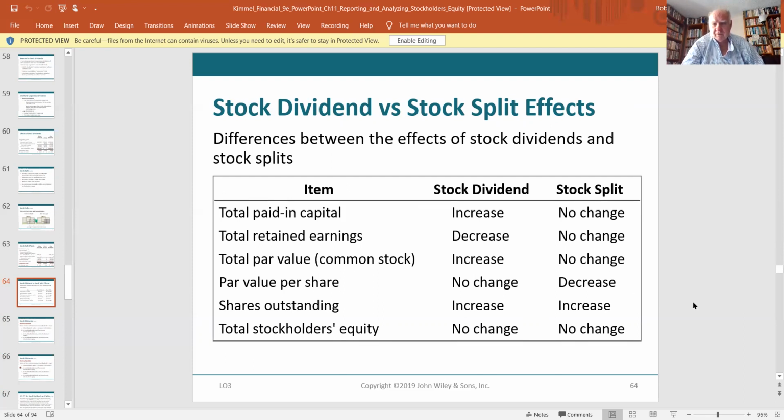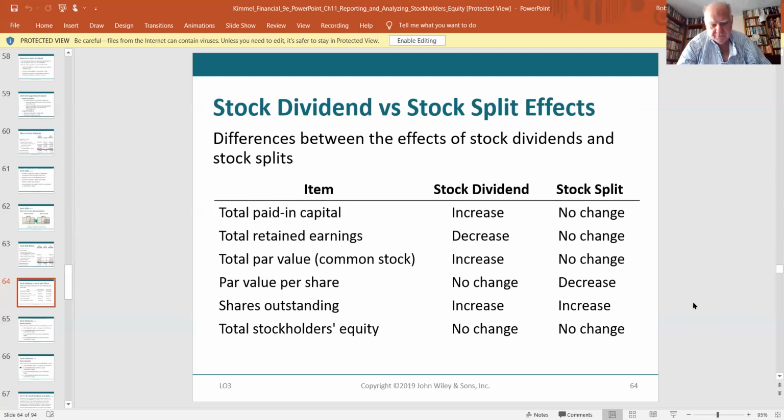You might look at this grid just a little bit. This would probably be a source of a couple of multiple choice questions on the test, I would think. But keep in mind, stock dividend, you have a journal entry, you debit retained earnings, you credit common stock. Stock split, no journal entry at all. Zero.